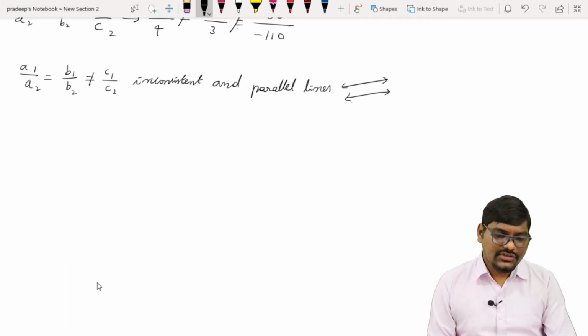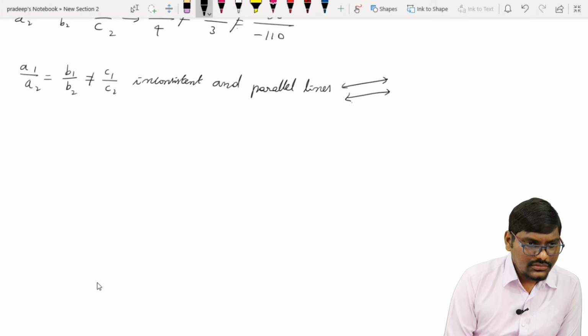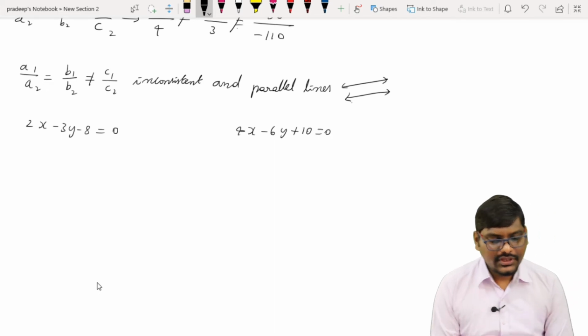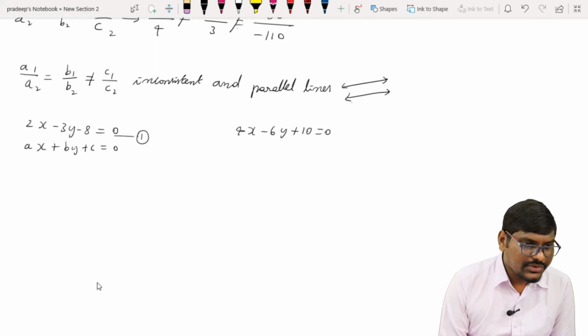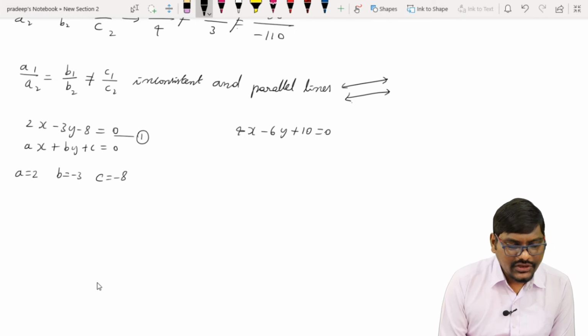Alright, let's take a few examples for this and try to understand what it is about. Let me take the equation 2x minus 3y minus 8 equal to 0. This is the first equation. One more I'll take: 4x minus 6y plus 10 equal to 0. Let's see how we can do this. This is the first equation, so I'll represent it with the general equation as before, ax plus by plus c equal to 0. Here a is representing 2, b is representing minus 3, and c is representing minus 8. So this is a1, b1, c1.